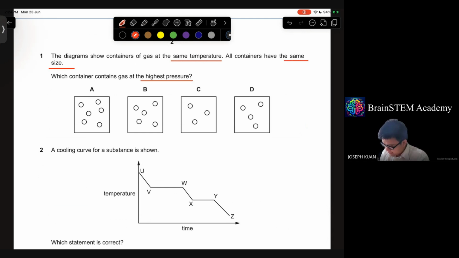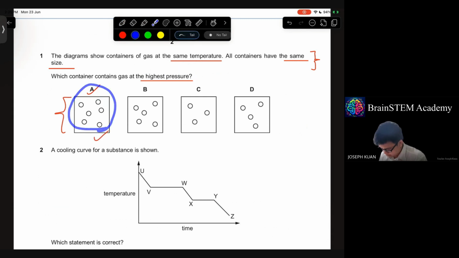So since all of them have the same size and they are of the same temperature, the one that has the highest pressure will be the one that has the most gas particles within the same volume because they will collide with the wall more frequently, applying more pressure. Right? There's a proportional relationship between the number of gas particles as well as pressure. So the answer is A because we have the most particles in a given volume.